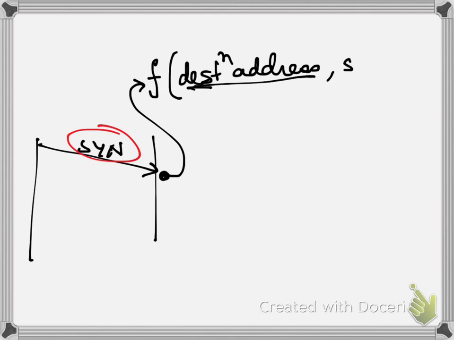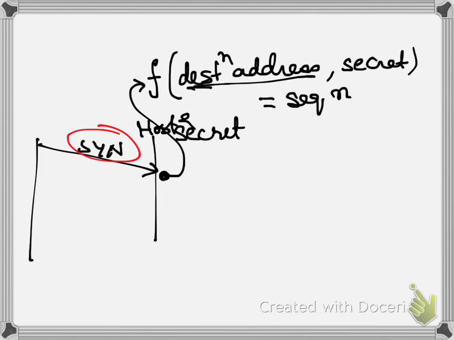Then there will be a secret. Now what is the secret? The secret is the value which only host 2 knows. Host 2 will only know this secret. So it uses the secret, and what will this function give me? It will give me a sequence number. So when it replies, it uses this sequence number. So it does not have to remember.